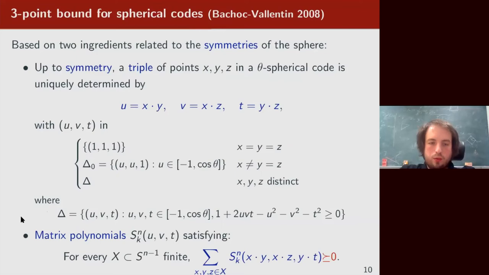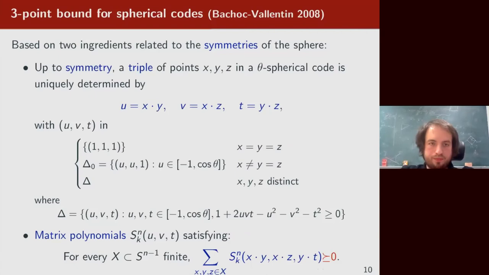And more importantly, now, instead of the Gegenbauer polynomials, in this case, we have matrix polynomials. Okay, so you have matrices in 3 variables where the coefficients are polynomials in 3 variables. And you have the analog of this property of positivity. And now the analog will be that if you sum over all the triples and you evaluate these matrices at the inner products, then this will be a matrix that is positive semi-definite. Okay, so now instead of having an inequality in R, I have matrix positivity, so the analog will be PSD matrices. And now if I translate this method into this setting, I won't have a linear programming bound, but an SDP bound.